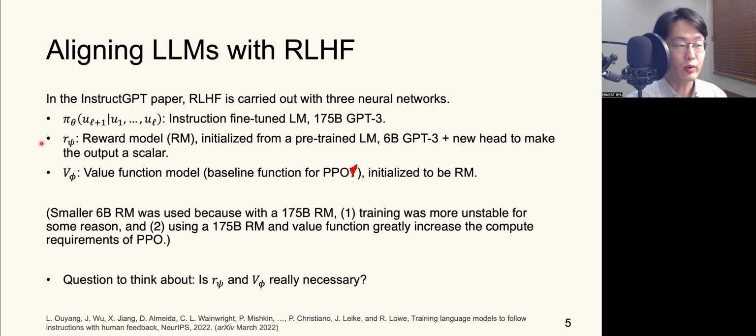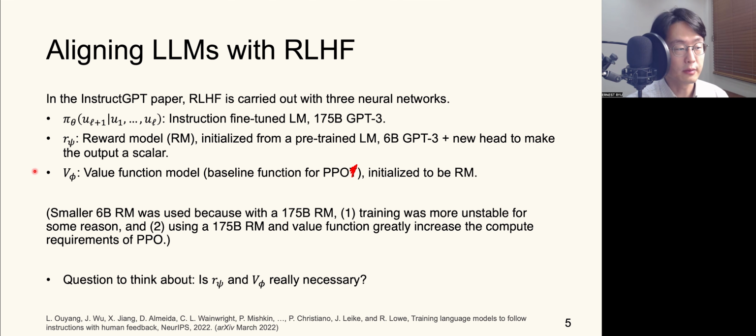Then, in addition to the language model, a reward model is trained. This model is initialized from a pre-trained language model, a 6 billion GPT-3 model, and then a new head is attached to make the output a scalar, because a reward model takes in as input a generated text in this context, and then it produces a scalar as an output. And then as a third neural network, they train the value function model. This is the baseline function that's used for PPO, and it's initialized to be the same as the reward model. In the following slides, I'll provide further details as to how the reward model and the value function models are trained and used.